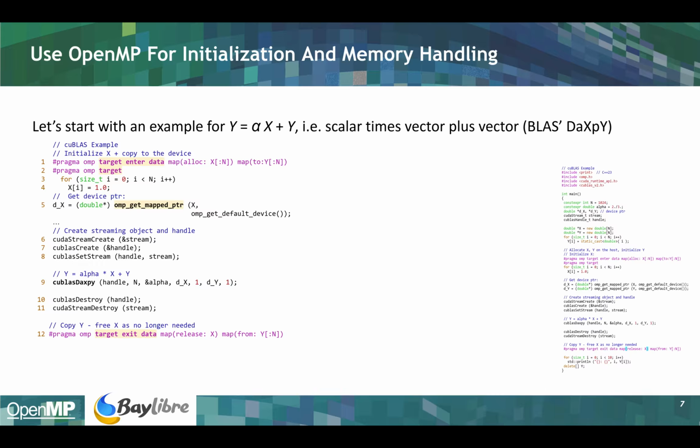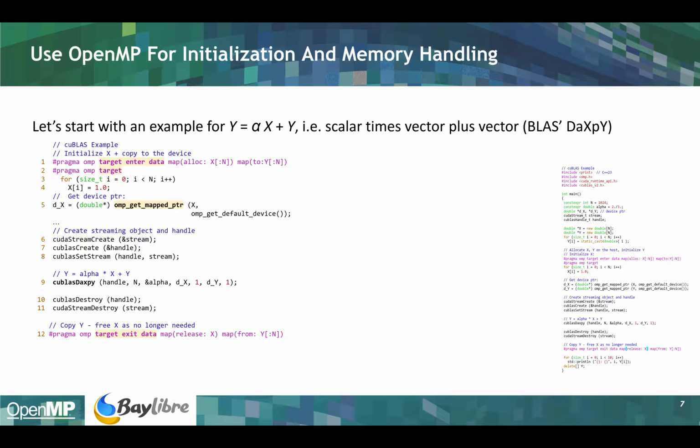Additionally, we initialize X on the device, so we use OpenMP target, and in the region we initialize X. And now we have the problem that cuBLAS requires the device pointer. We currently have only the host X, although a device pointer exists. So we can use, for instance, the API runtime routine omp_get_mapped_ptr to obtain the associated device pointer for X, which we then can feed into the cuBLAS library, as shown here.